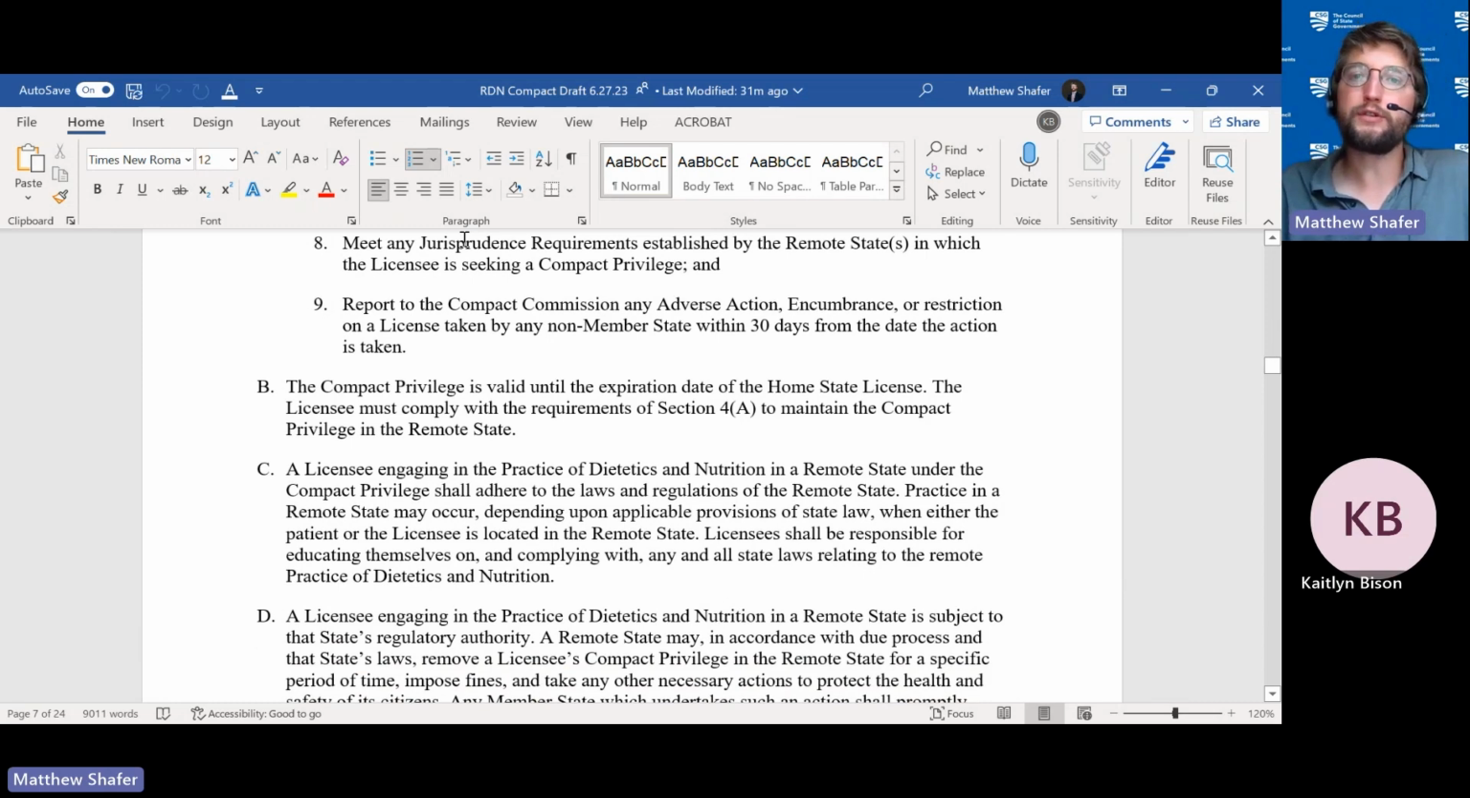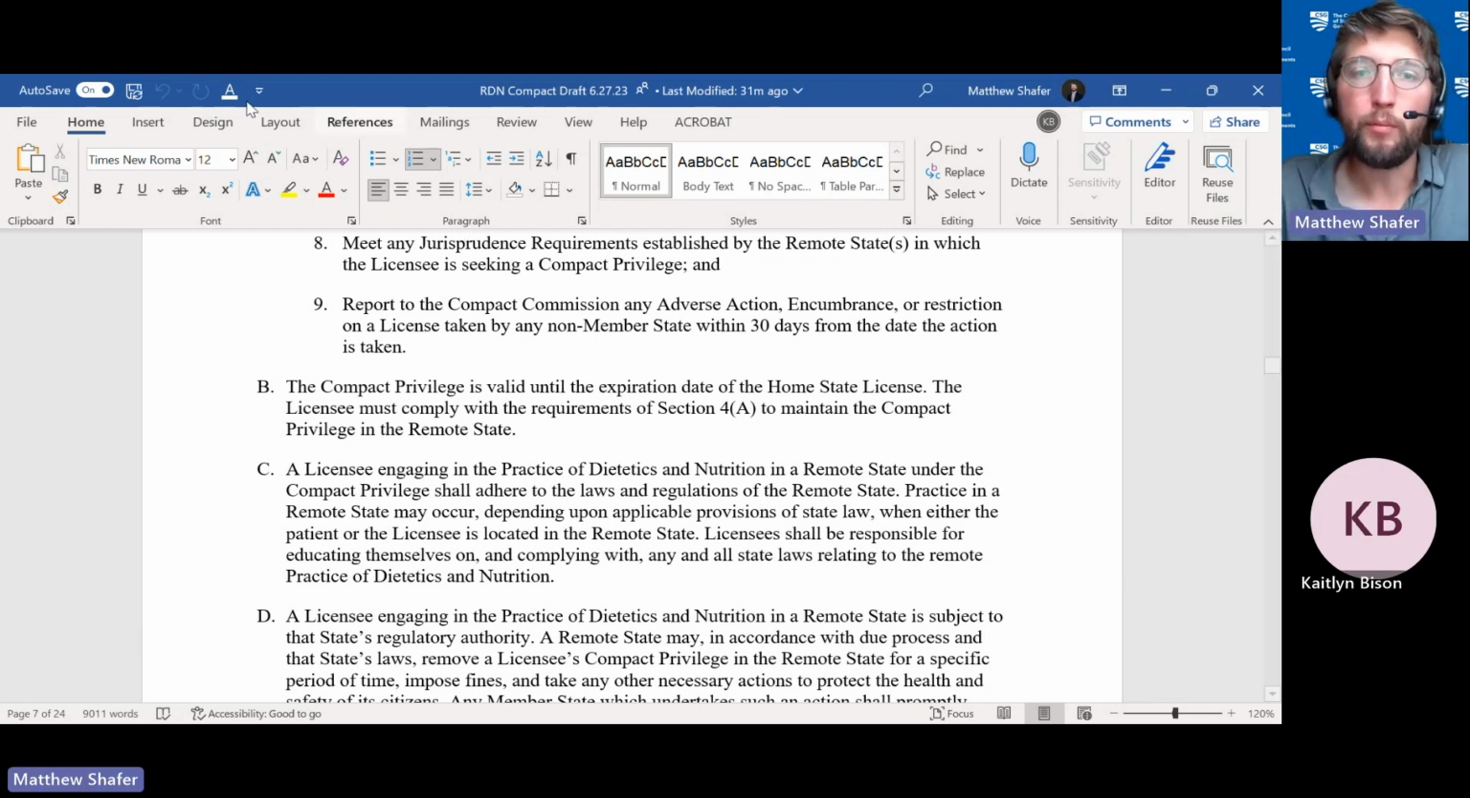Number 8, meet any jurisprudence requirements established by the remote state. So if there is a requirement for a jurisprudence exam or assessment in the remote state, the practitioner has to satisfy that requirement. These are typically pretty easy, open book often, and essentially an attestation saying that you have read the Practice Act in the remote state where you want to practice. So if I am applying for a compact privilege in the state of Ohio, Ohio requires a jurisprudence exam. I've got to pass that exam that says I've read the Practice Act in Ohio and I understand what I'm allowed to do while I'm in Ohio.